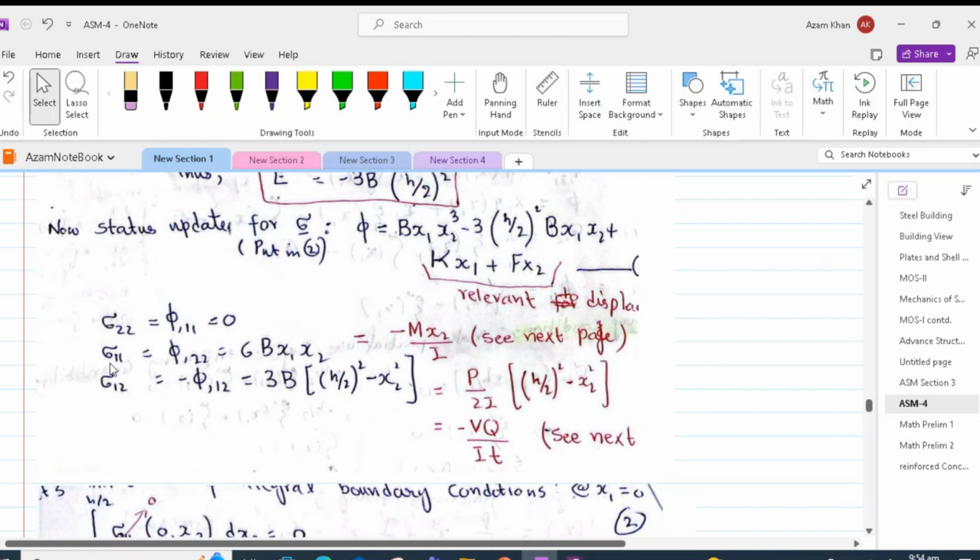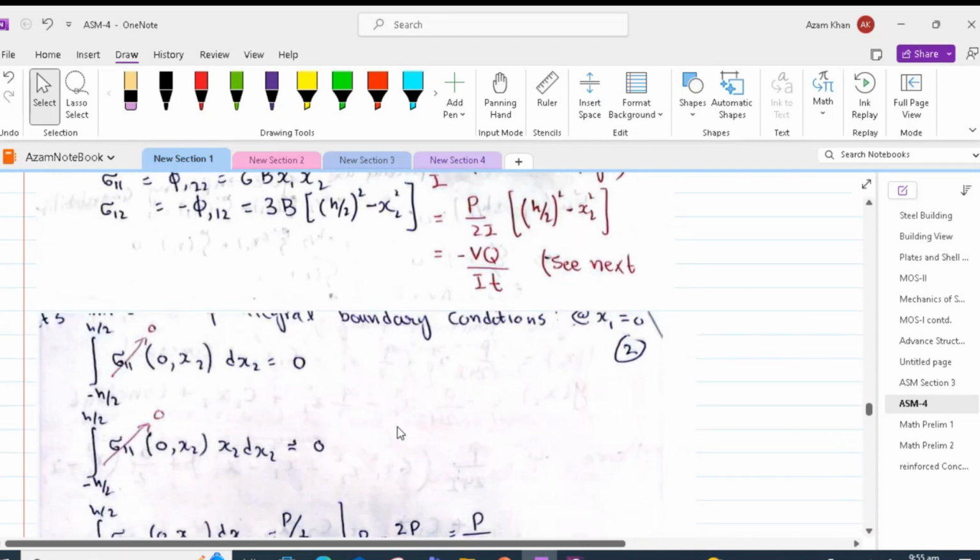In the current case, we have sigma 11 exactly equal to minus Mx2 over I, and that is the same as the Euler-Bernoulli equation. And sigma 12 is again equal to this value, P by 2I, h by 2 whole square minus x2 square. So essentially, both the stresses got from the Airy stress function agree with the engineer's beam theory.